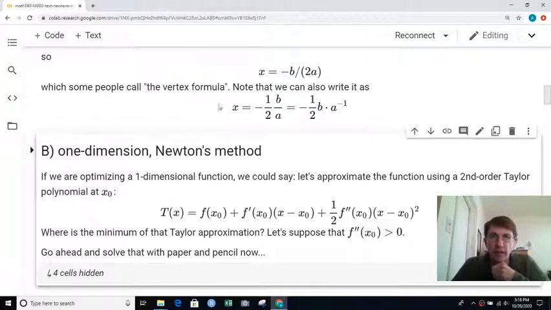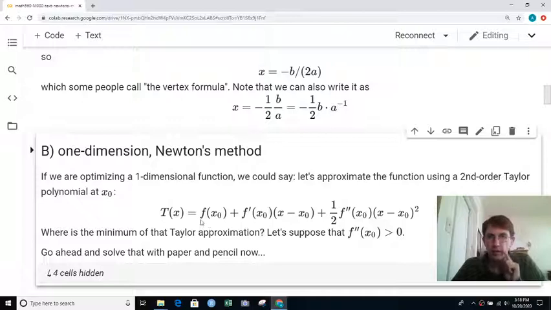Now that we've reminded ourselves of the vertex formula for the minimum of a parabola, or maximum if a is negative, let's apply this to optimizing a one-dimensional function. Well, our objective function isn't usually necessarily quadratic, but we could approximate it with a second-order Taylor polynomial like this, and then we could ask where's the minimum of that approximation, and maybe that's a good guess for where the minimum of our true objective function is.